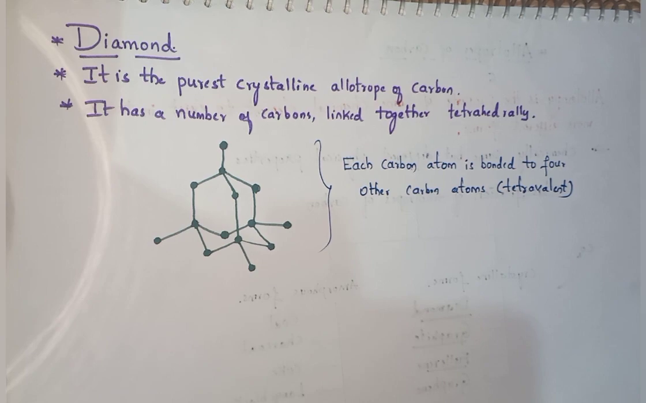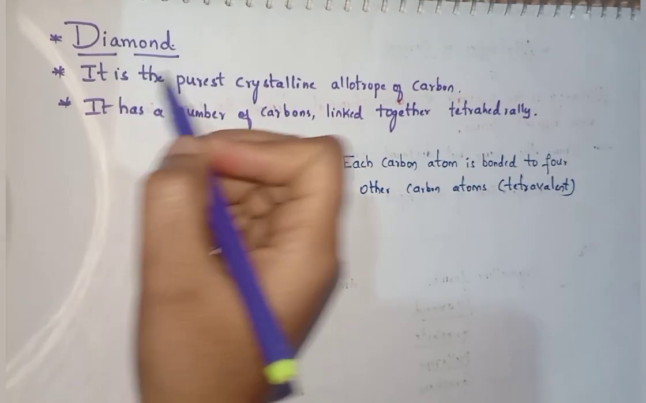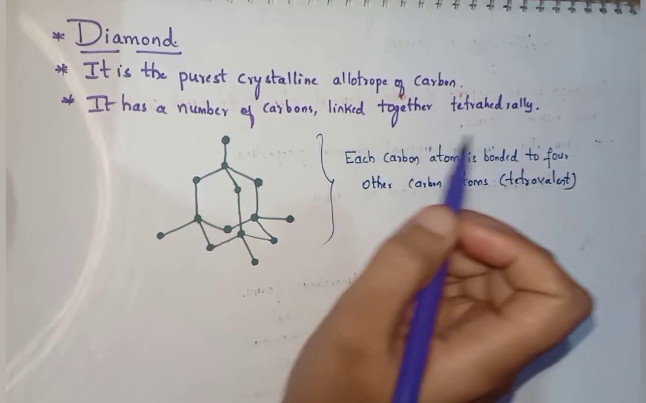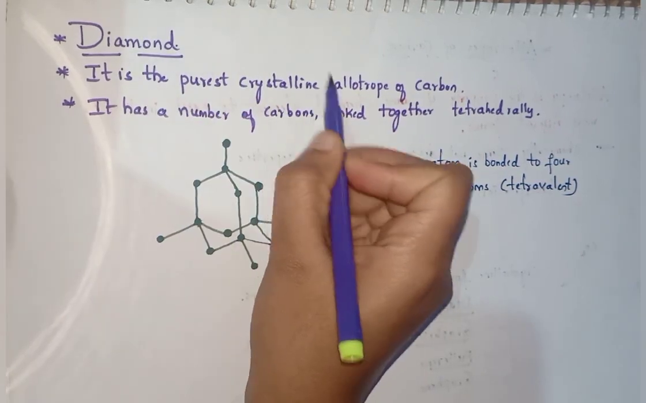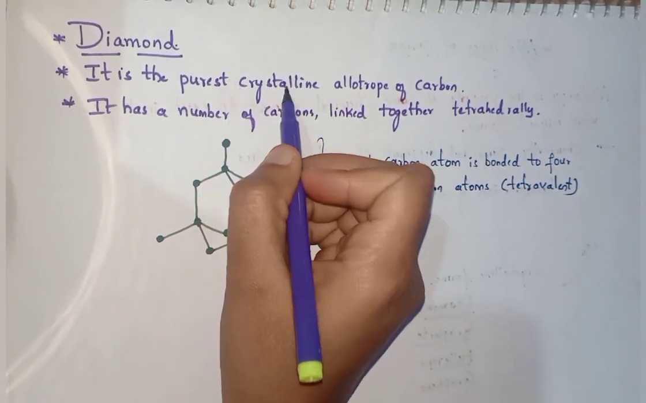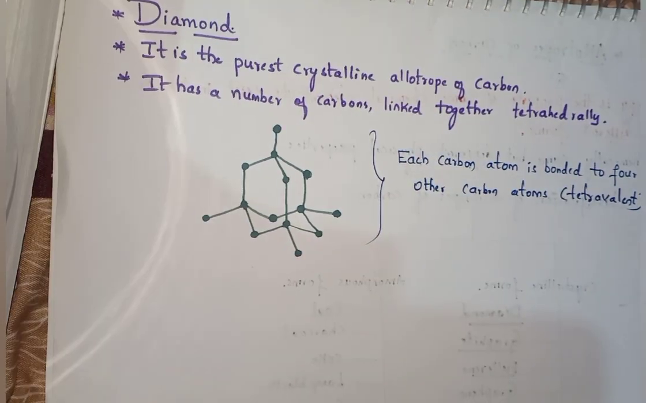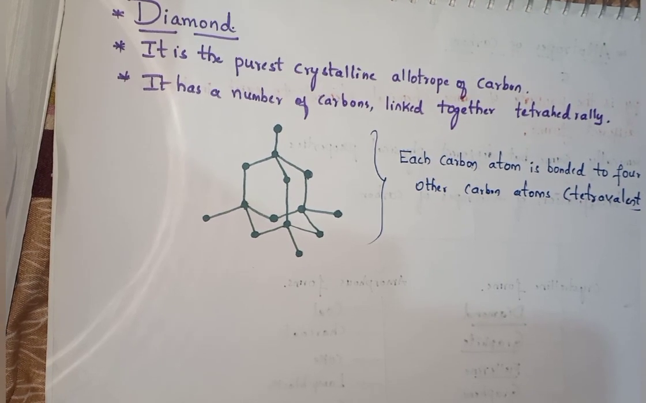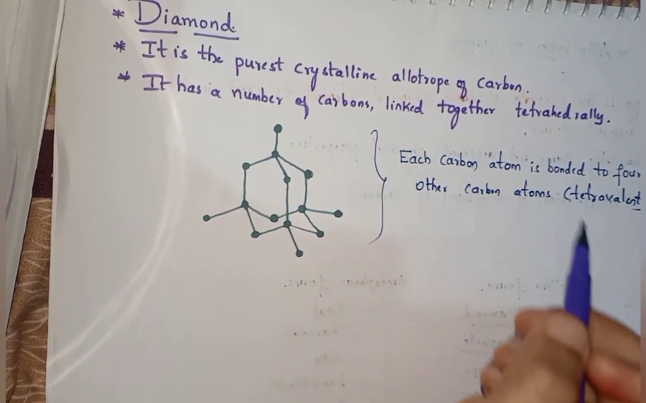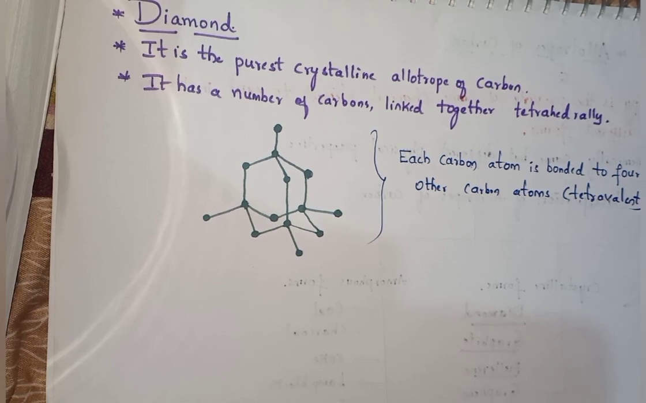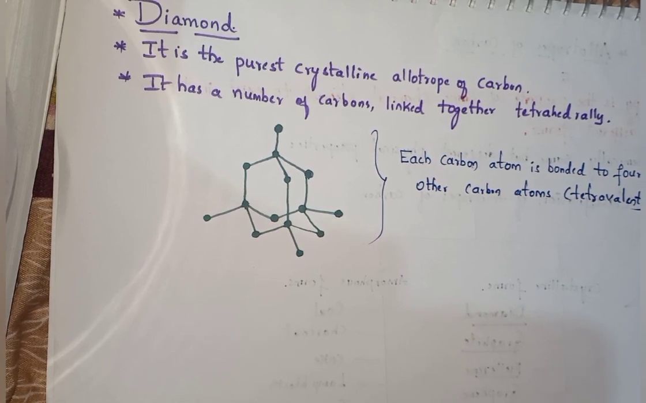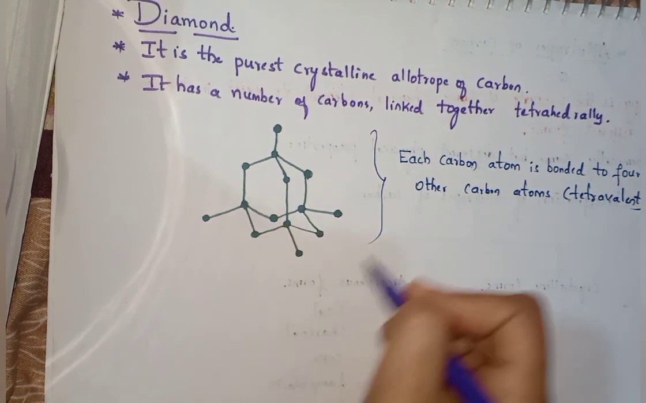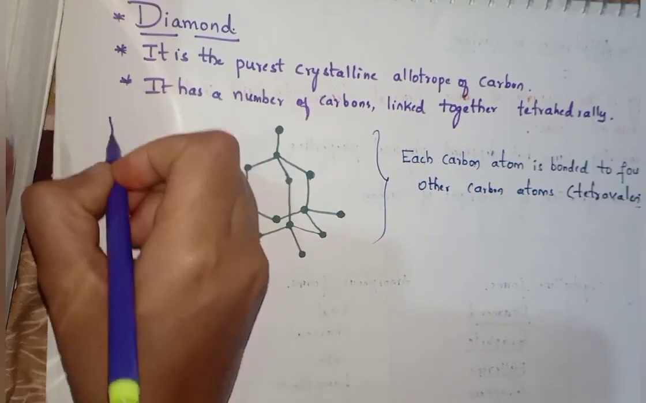Now let's study the diamond. It is the purest crystalline allotrope of carbon. We know that diamond is in crystalline form. So now let's look at the structure of diamond. Here each carbon atom is bonded to 4 other carbon atoms. That is the tetravalent property. So it is a rigid 3D structure.